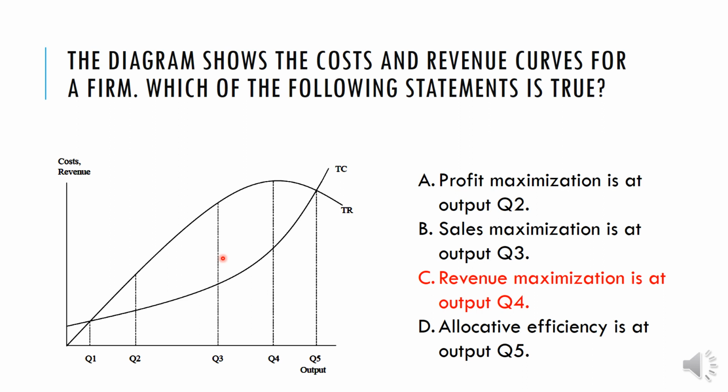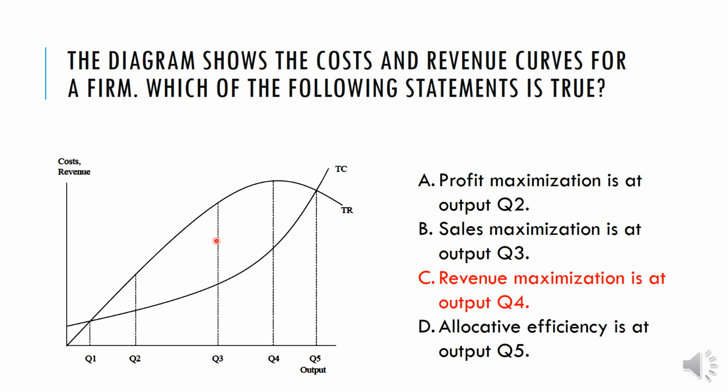Then we can check option B, sales maximization point. Sales maximization point means the output level will be the highest. You can see at output Q5 the output will be highest. But they said that sales maximization is output Q3. Actually Q3 is not sales maximization. Q3 is just profit maximization.